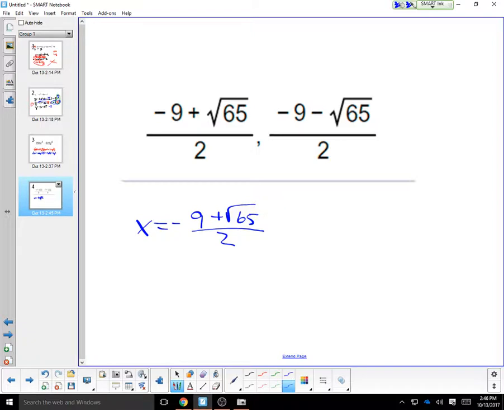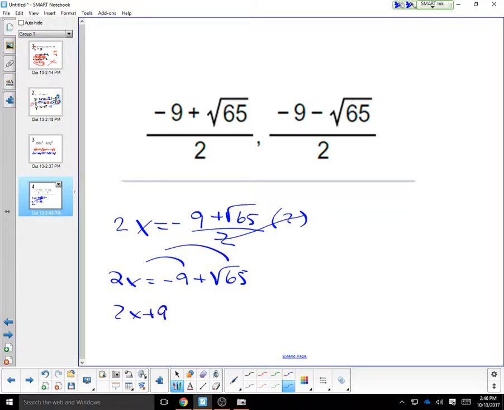I'm going to move everything so that this equation equals 0. Opposite of dividing by 2, multiply by 2, right? That gives me 2x is equal to -9 plus radical 65. So now all I have to do is move both of those that way, correct? That would give me 2x plus 9 minus the square root of 65 equals 0, right? I'm going to do it again with the other one.